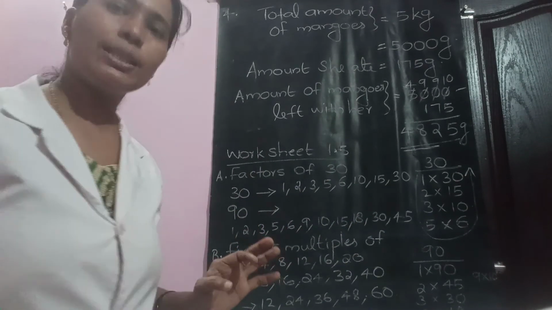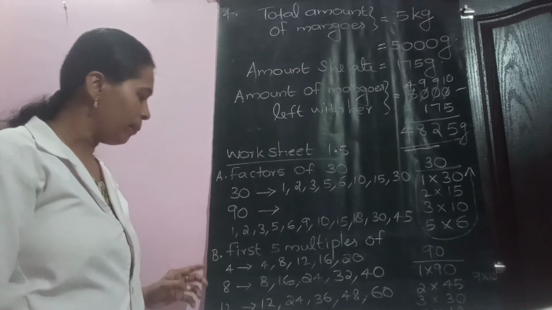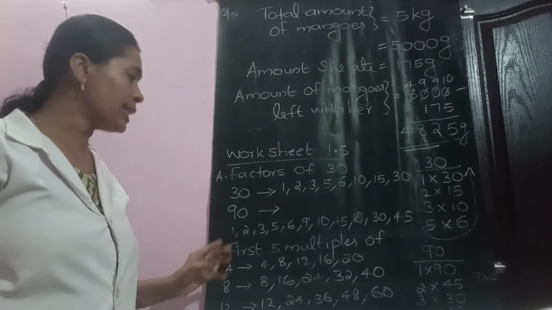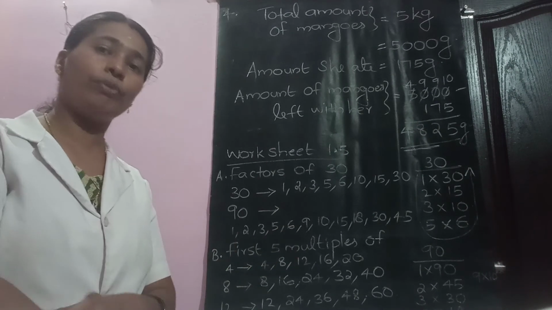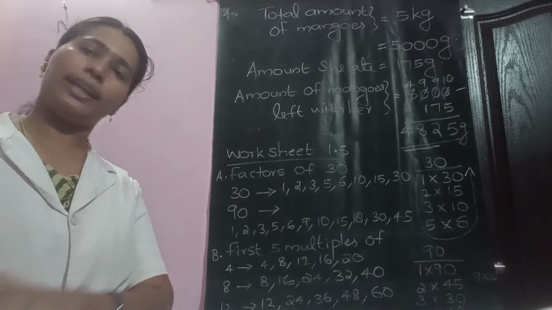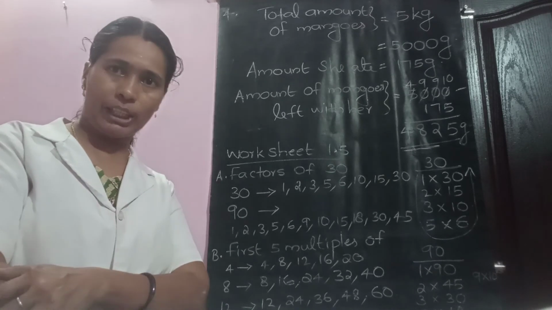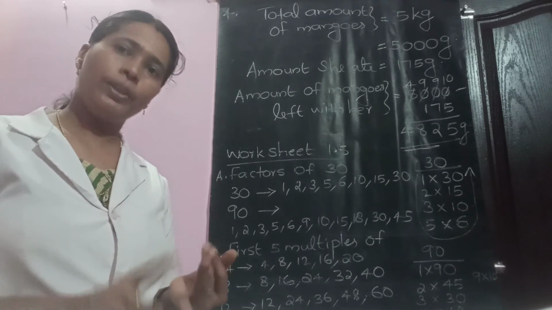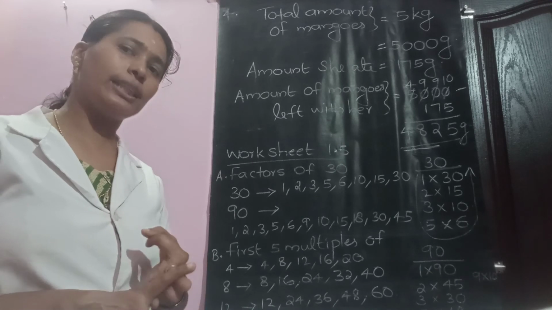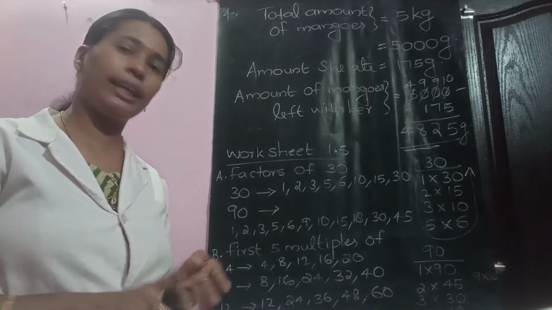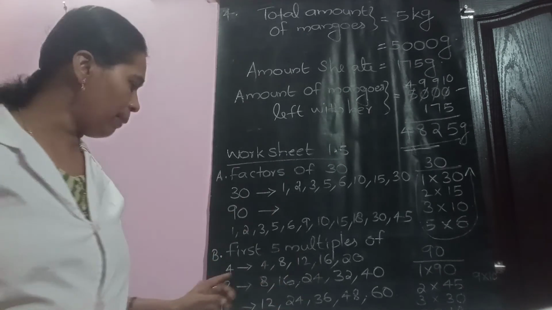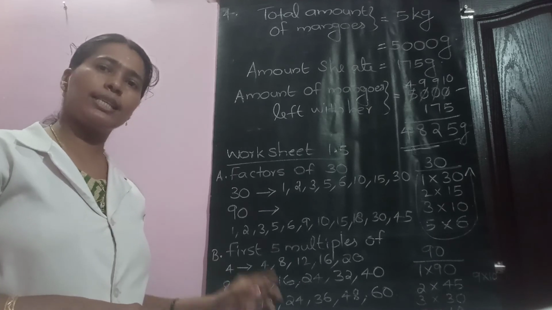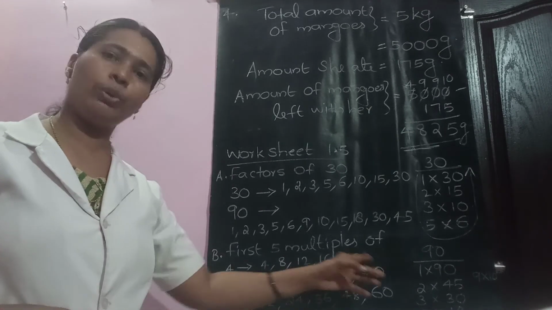Okay. Let us move to today's last question. That is the B question. First 5 multiples of which numbers? 4, 8 and 12. I already explained that to you. The multiplication table you should know. 4 1s are 4. 4 2s are 8. 4 3s are 12. 4 4s are 16. 4 5s are 20. Similarly, 8: 8, 16, 24, 32, 40.